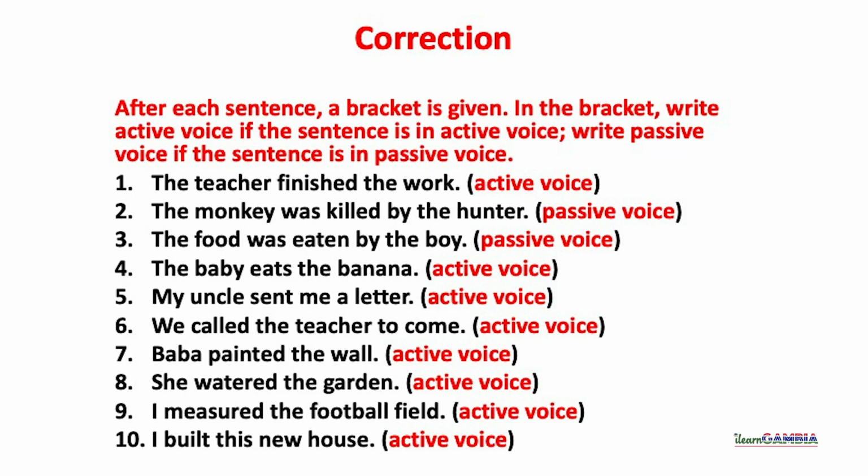Number 7. Baba painted the wall. Active voice. All right. How do we know? Because the subject Baba is the doer of the action. What is the action? Painted. Now, she watered the garden. The same thing, active, because the subject performed an action. What is the action? She watered. Number 10, I measured the football field. An active voice because the subject performed an action. Number 10, I built this new house.